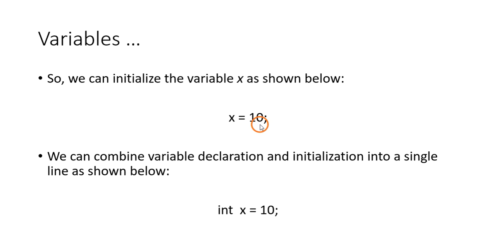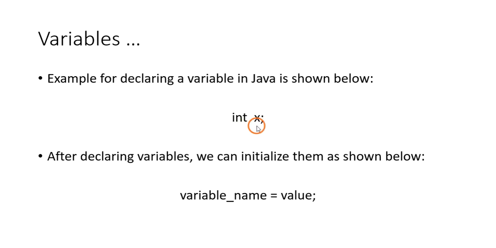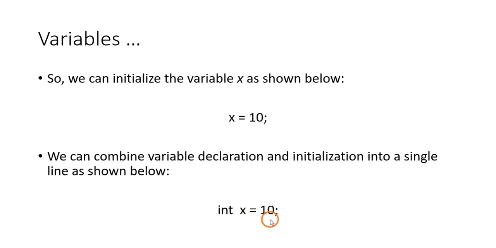Now you can combine this variable declaration and this value assignment into a single line like this: int x equal to 10, and close it with a semicolon. So this is how you declare and assign values to a variable in Java.